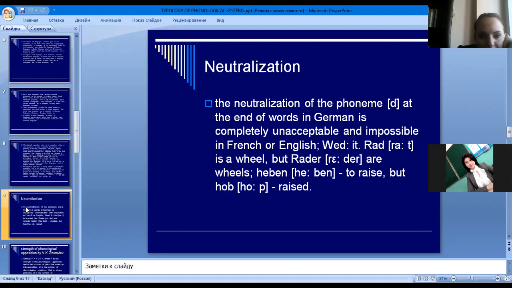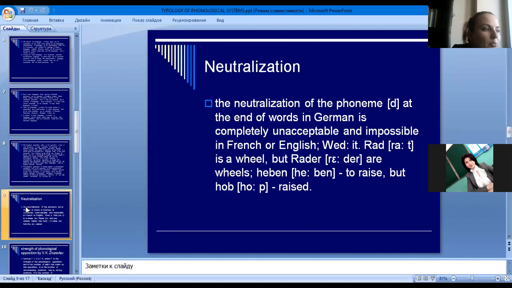For example, Rad in German is a wheel, but Räder are wheels. Heben, to raise, but hob, raised.